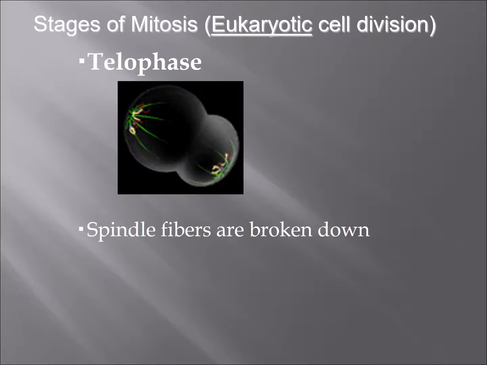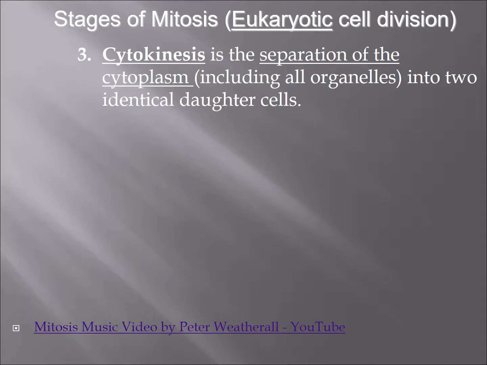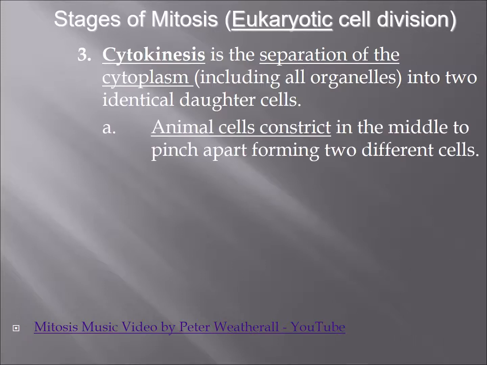The spindle fibers start to break down at this point, and now we start to see a nuclear membrane form around the clusters. So two new nuclei start to form. They're not completely formed. And then at the end, we have what's called cytokinesis. This is the separation of the cytoplasm and the pulling apart and separation of two cells. The actual thing where we make two cells is called cytokinesis.